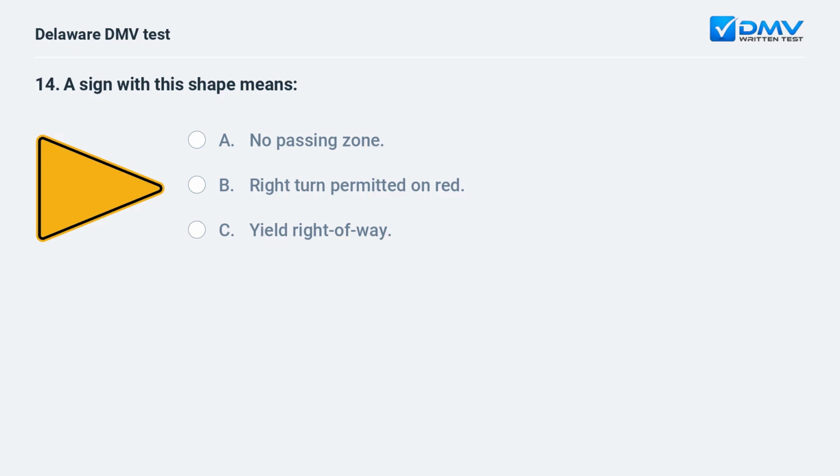A sign with this shape means A. No passing zone. B. Right turn permitted on red. C. Yield right of way. A. No passing zone. A pennant-shaped sign marks the beginning of a no passing zone.